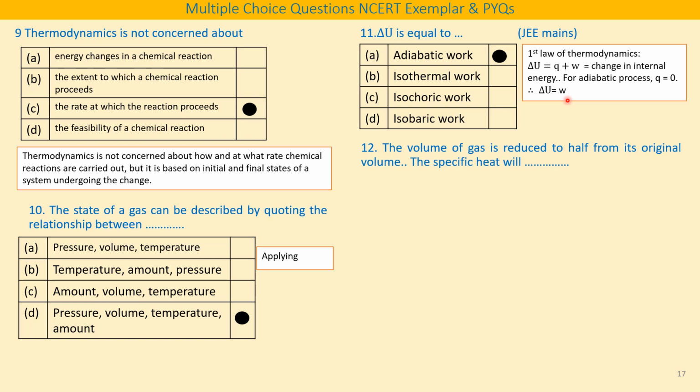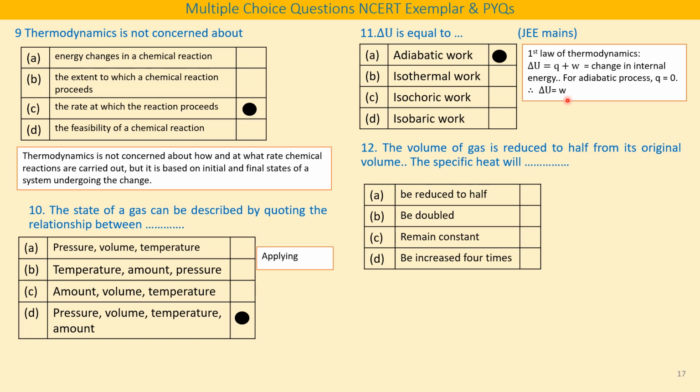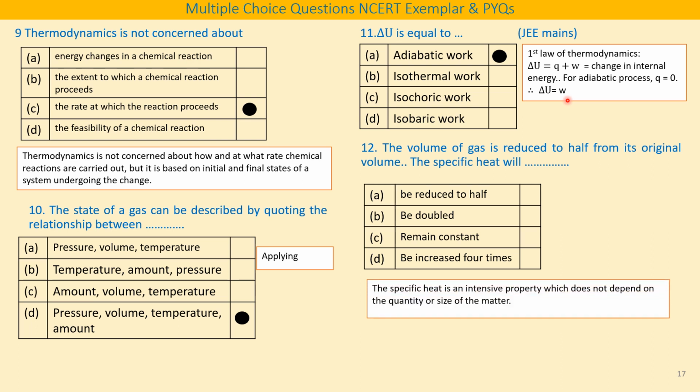Next question. The volume of gas is reduced to half from its original volume. The specific heat will be reduced to half, option A; B, doubled; C, remains constant; and option D is increased 4 times. The specific heat is an intensive property which does not depend on the quantity or size of the matter. Hence, option C is the correct answer. Please mark it.